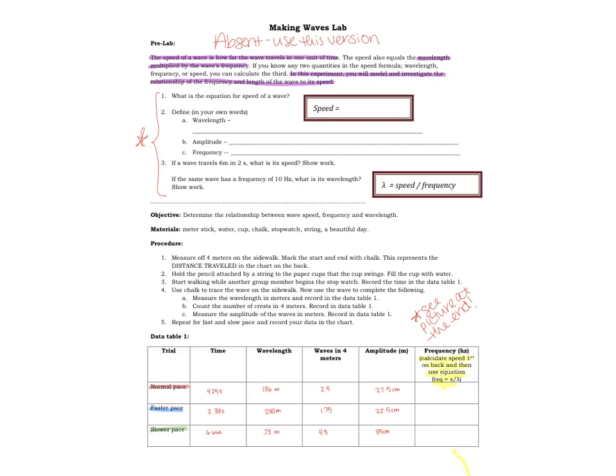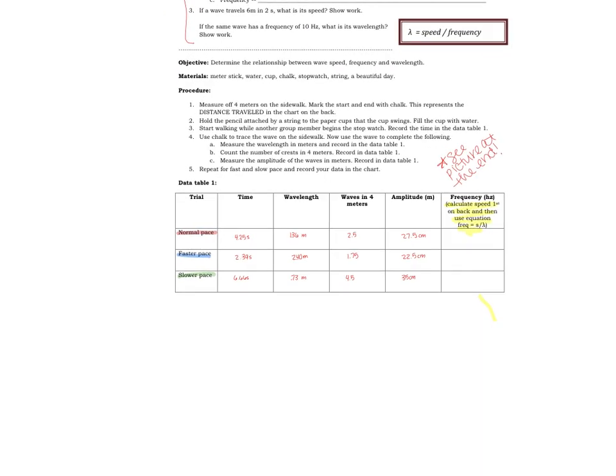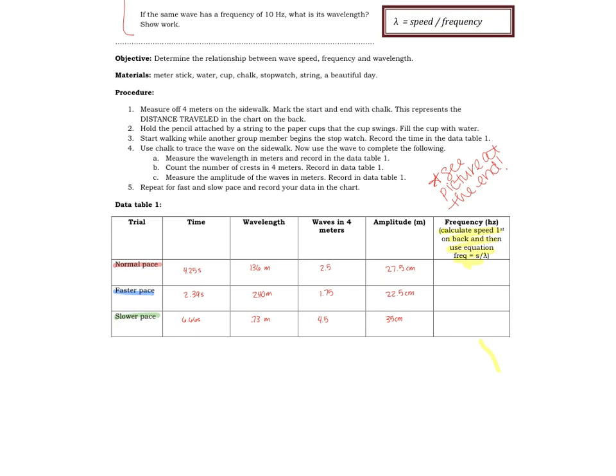From Friday, we went outside and we made waves. Hopefully you raised it to the same height, right? If you raised it to the same height, what value should have been the same in your data chart? Which one? Amplitude, right? So take a look at your data. How close are your amplitudes? Are they fairly close or not at all? Right? So looking at that data, the amplitude shouldn't have changed. Okay? Amplitude shouldn't have changed.